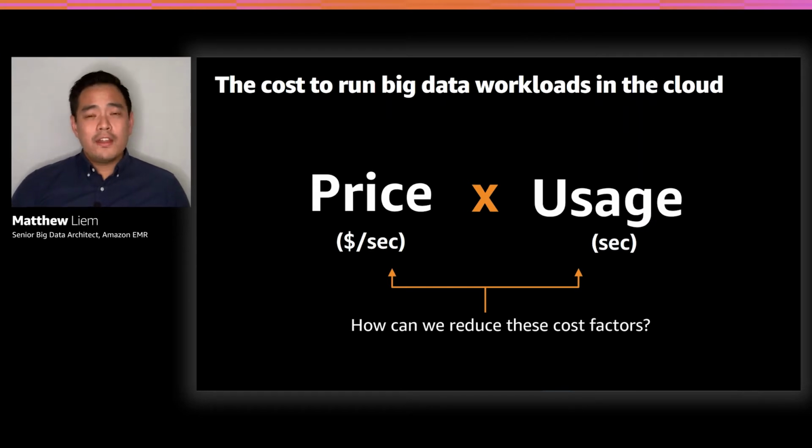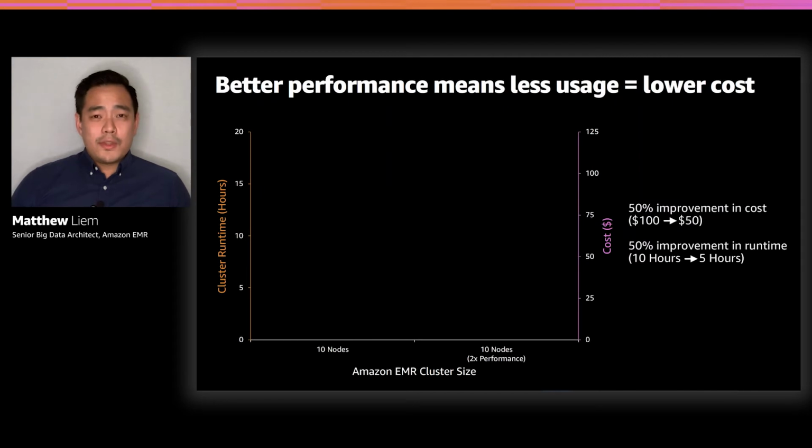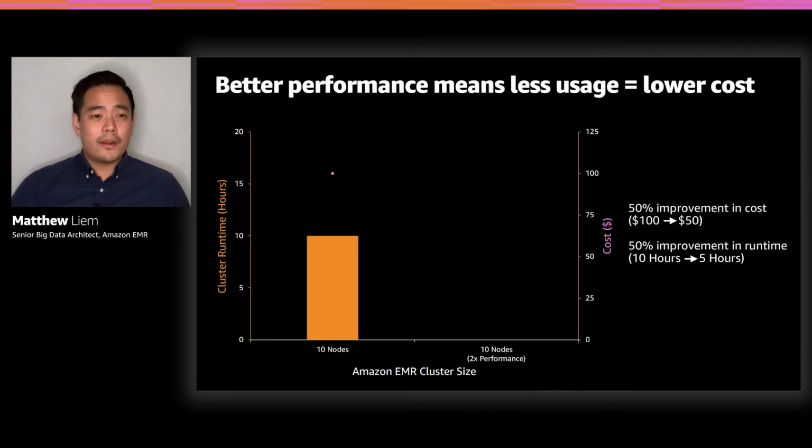With usage, there's a few more factors involved here that we have to consider. We can't just stop our ETL jobs halfway through the night and expect nobody to notice. We have to be able to run the same workload, produce the same results, but with less. And one of the best ways to do that is with better performance. Better performance means less usage, which in turn results in lower costs. Let's take a look at an example here.